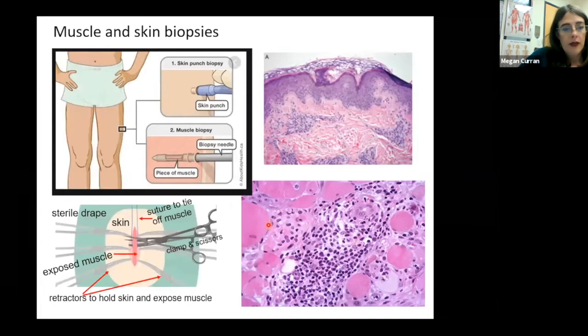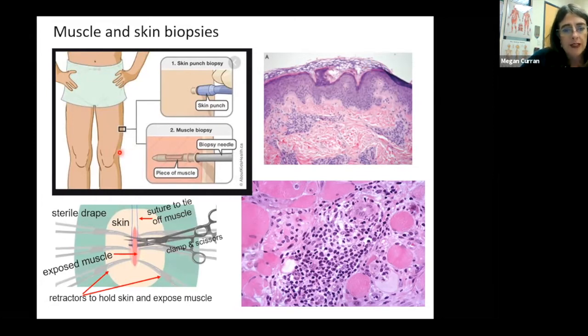Another way that we diagnose is by taking samples of tissue. So that would be a muscle or a skin biopsy. The skin can be biopsied using this punching tool that takes a little piece of skin and then stitches are left in the skin. And this is what a biopsy of skin looks like underneath the microscope.